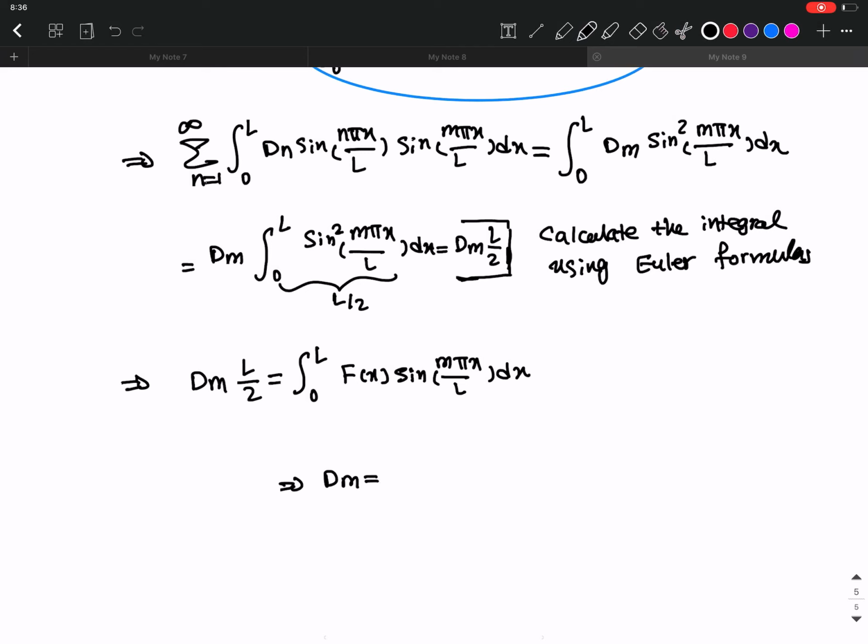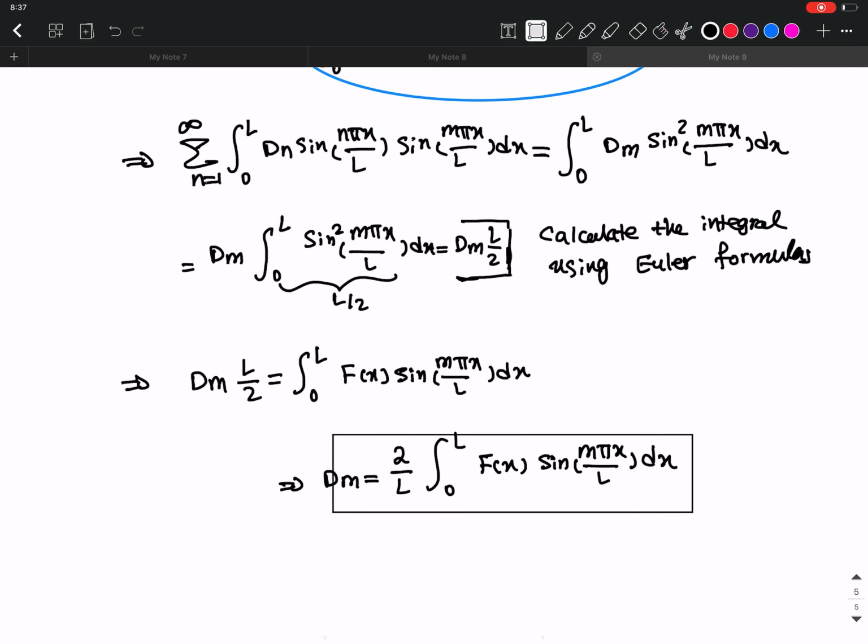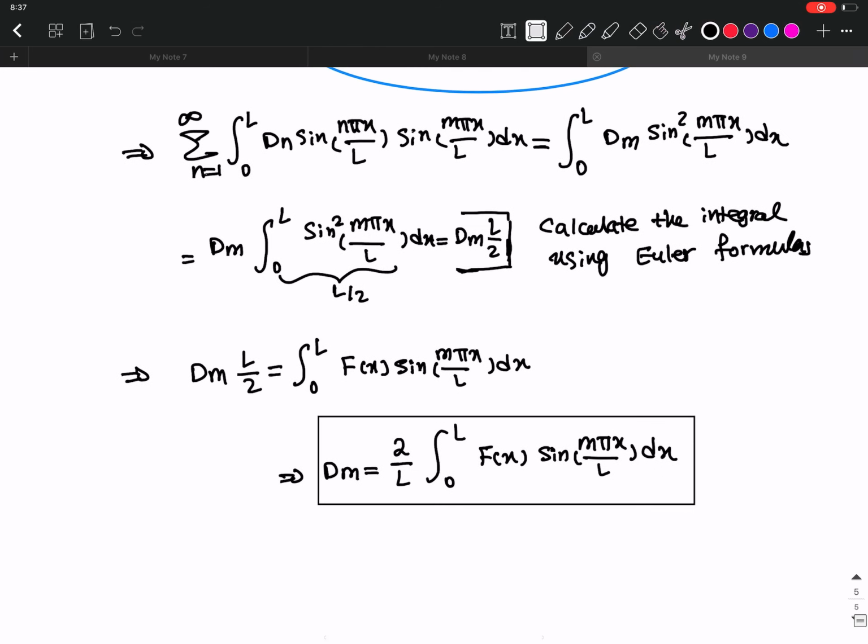is 2 over L, the integral from 0 to L of f(x) sine(m pi x over L) dx. So this is also important. This is the relation that we found.